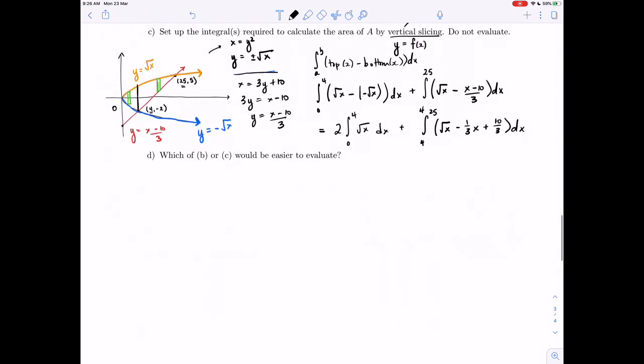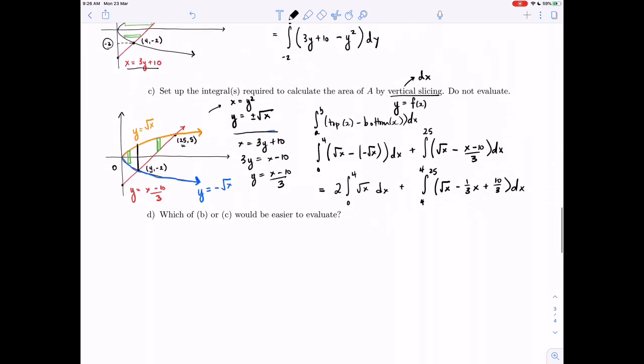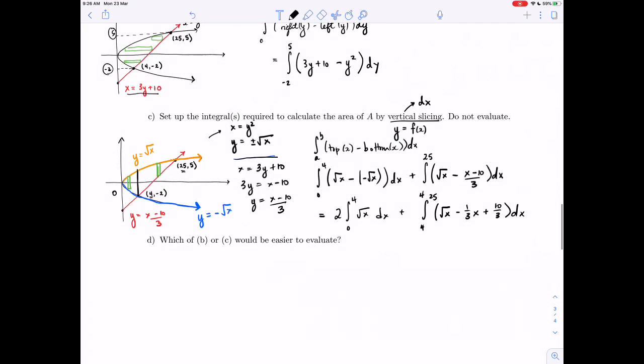So which of B or C would be easier to evaluate? Well, it's the same as the first question on this exercise sheet. It's going to be B that is easier, and for the same reasons as well, right? There's only one integral instead of two to evaluate, and the integral is actually an easier integral. It's polynomial functions instead of root functions. Root functions are not terribly hard, but the polynomial is maybe even that much easier.